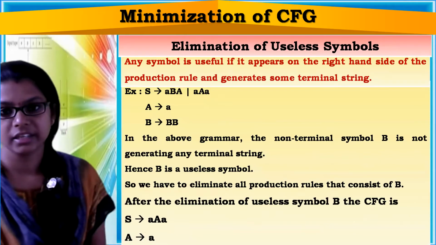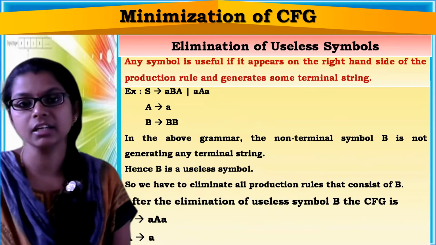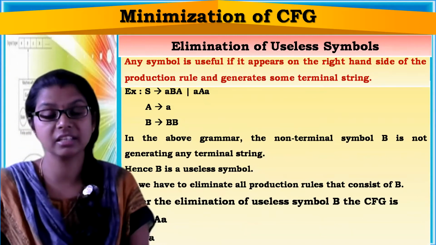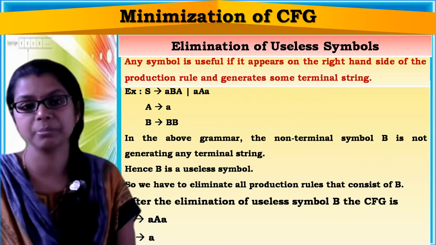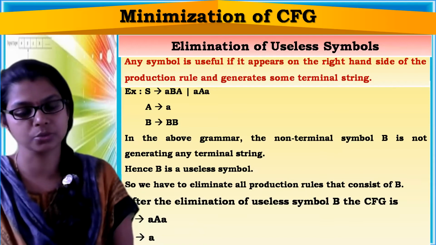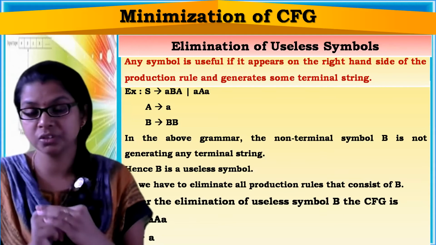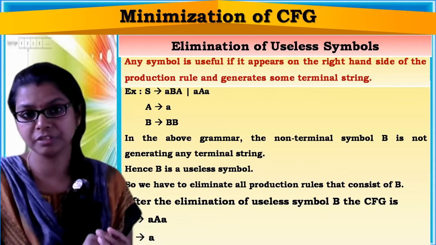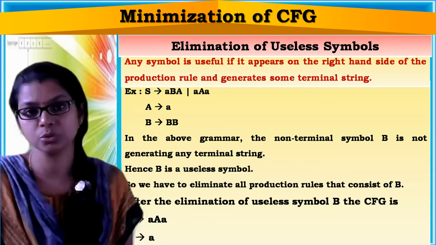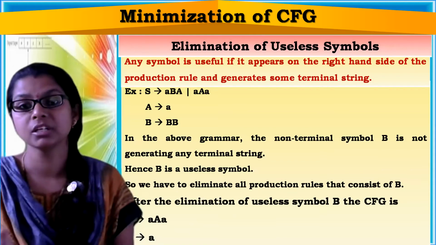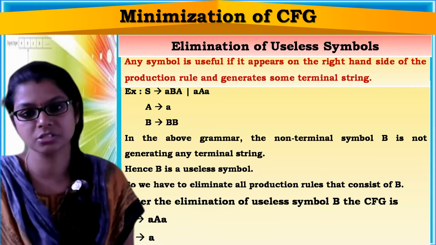Okay. In this way, you have to decide whether a symbol of the particular grammar is useful or useless. A symbol is said to be useful if it is present on the right-hand side of a production rule, and it generates some terminal string.